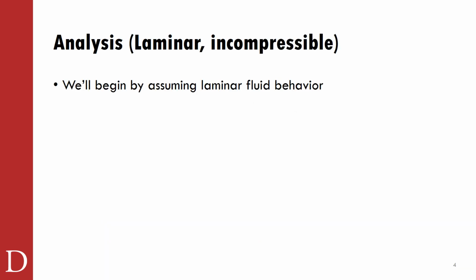So what do we have? We're going to assume that we have laminar fluid behavior. Why are we doing that? It's a little more simple. It has pretty constant velocity. It's not going to be varying with time or with any other disturbances, as we discussed before in the transition and turbulent regions.